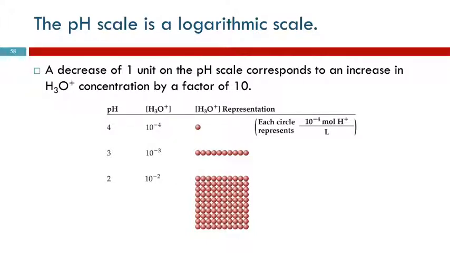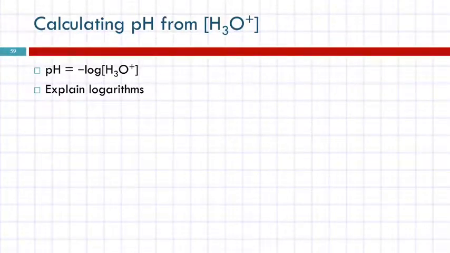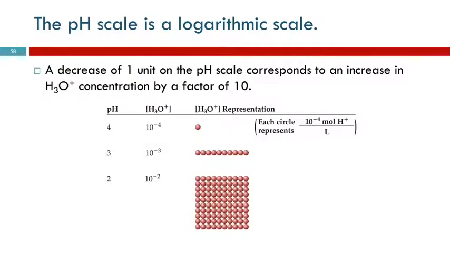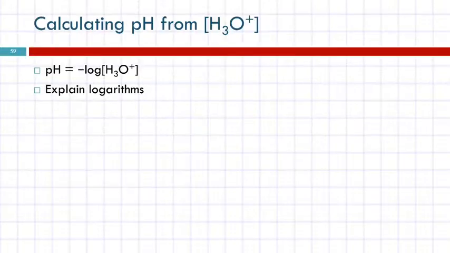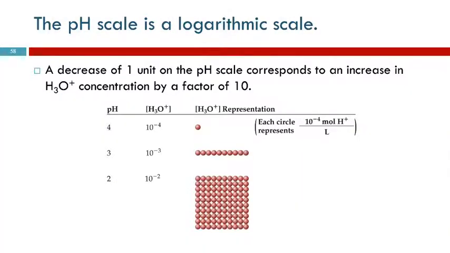pH is a logarithmic scale for measuring the hydronium ion concentration. And it's used because the variation in concentration spans 14 orders of magnitude. So in order to make that a little more reasonable to deal with, like on a graph or something, we use pH. pH equals the negative base 10 log of the hydronium ion concentration.